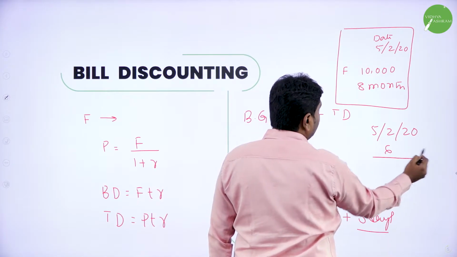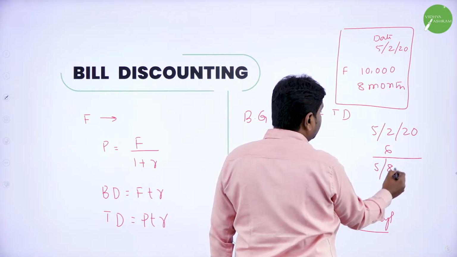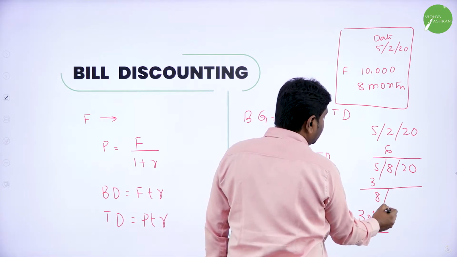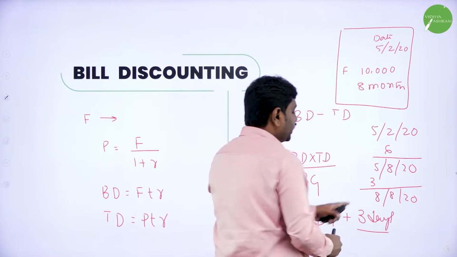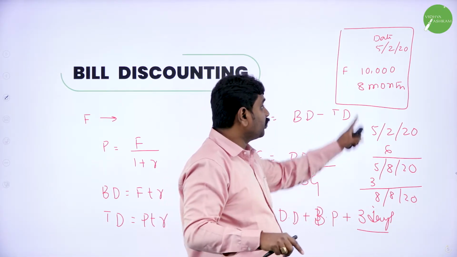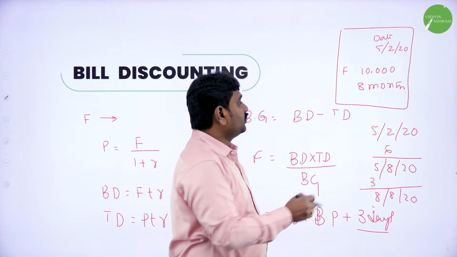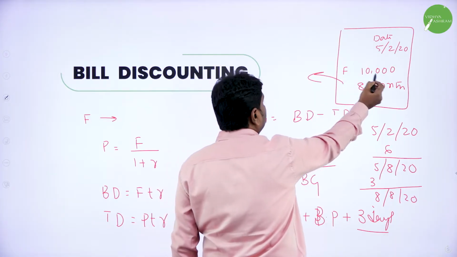So 6 months if you add, it will become 5/8/2020, plus 3 grace days. If you add 3 grace days, it will become 8/8/2020, and it will get matured. On 8/8/2020, if you present it, you will get 10,000 rupees. Before that, it will not have 10,000.